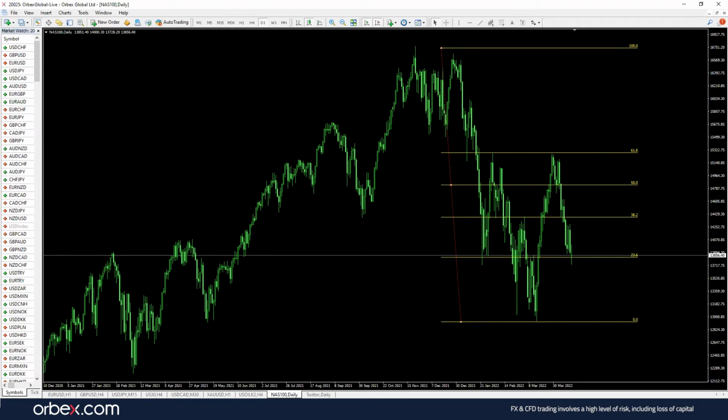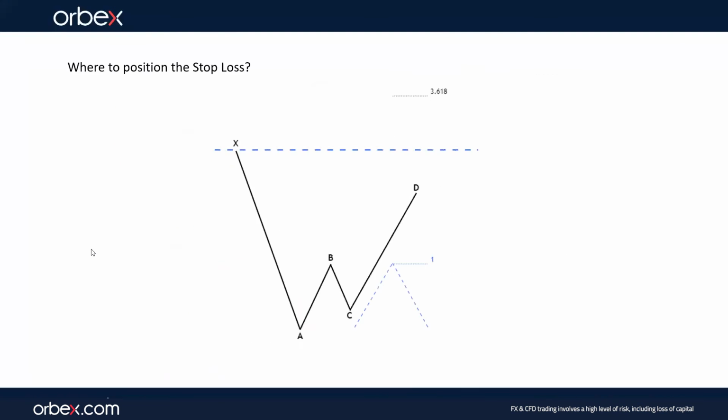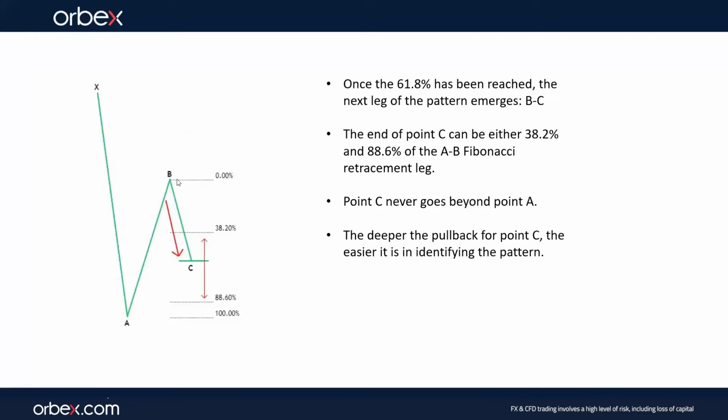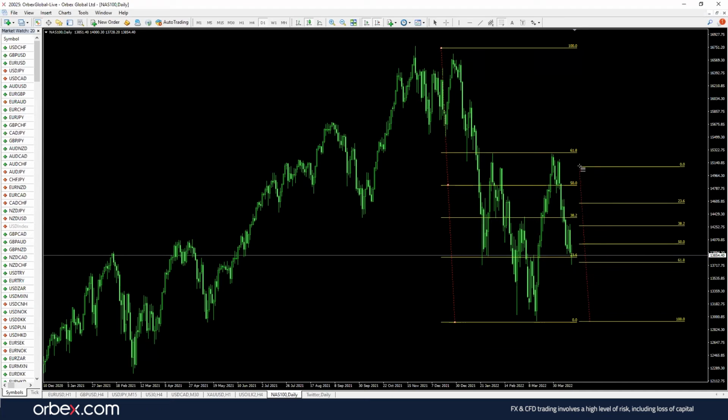So if I just take you back to, let's go back to a Gartley, just so it's easier to see. So we've got this 61.8% leg, which is the first one. Now we're looking at the next pullback to form B to C. So now I'm going to do a Fibonacci retracement from A to B. So I don't want to make this too complicated. So I'll just move this a little bit this way. So now I want to do a Fibonacci from A to B.